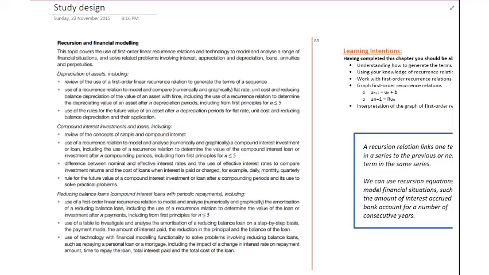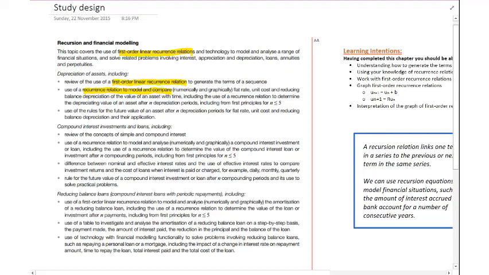Okay, so what we're going to be doing for this one is looking at recurrence relationships. What I've actually got here is the study design, and I've put this here really to highlight where it fits in with what we're doing. As you can see, it uses first order linear recurrence relationships. Again, here we see first order linear recurrence: use a recurrence relation to model and compare.